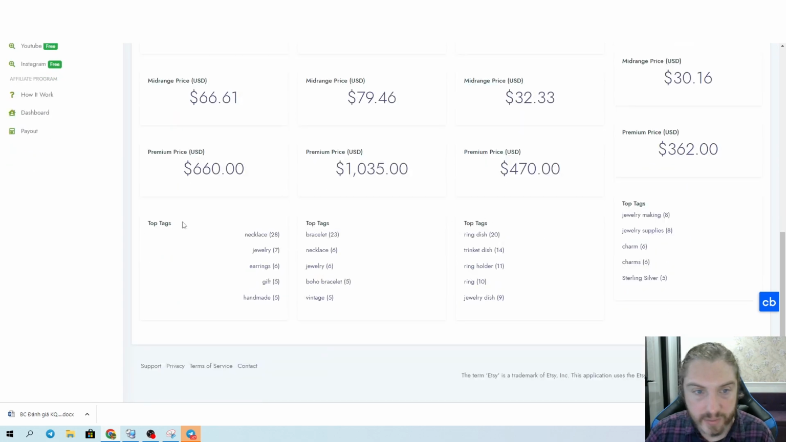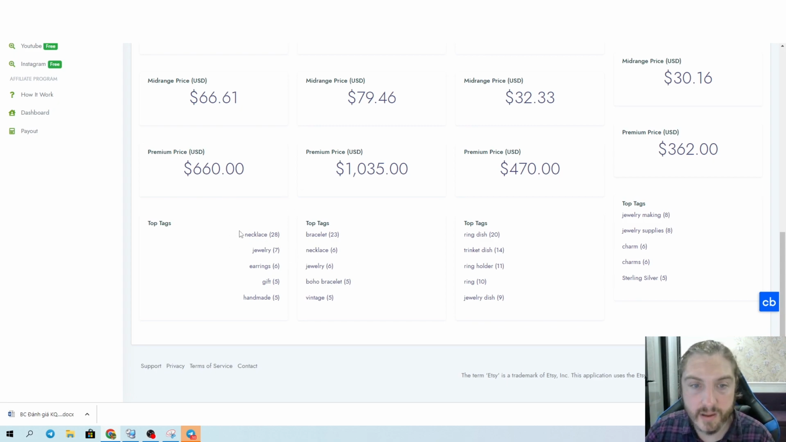And then the last part of this section is we have the top tags, and it gives you them for each product, which is really good because for some of these you can see that they have the same tags. So maybe you want to sell jewelry and you're going to sell a mix of bracelets and necklaces and rings, you can see that you can use the same tags for multiple products. So here we have the necklace and bracelet, and they're both using jewelry.